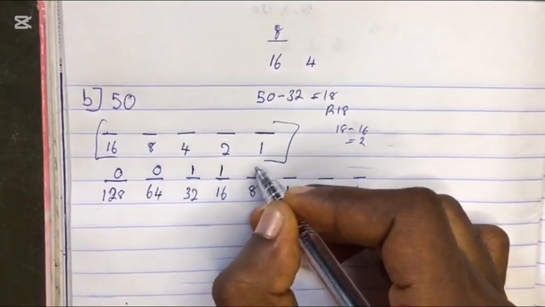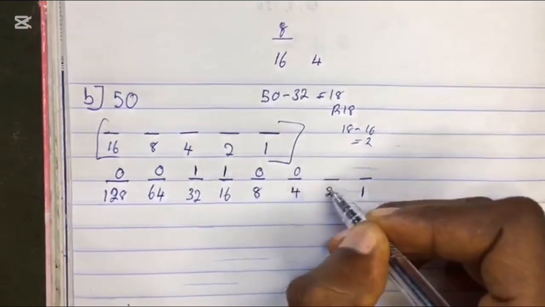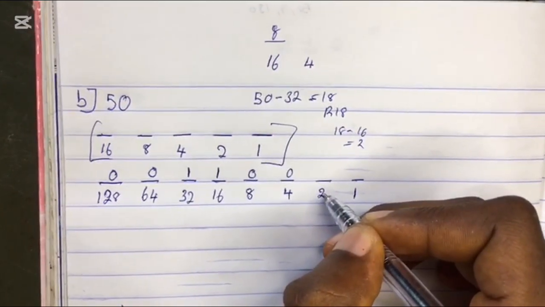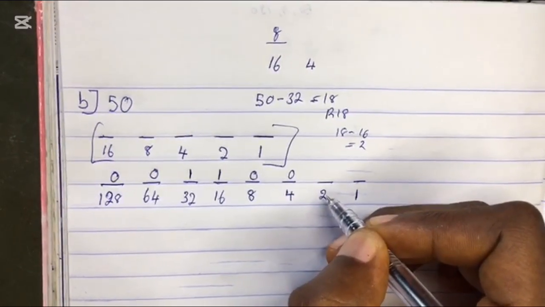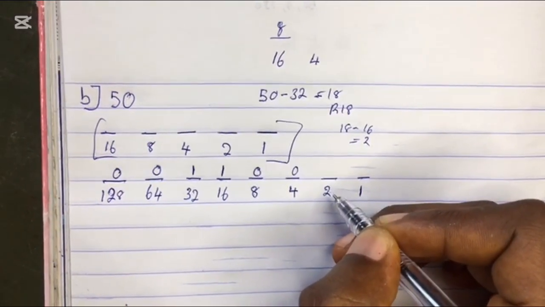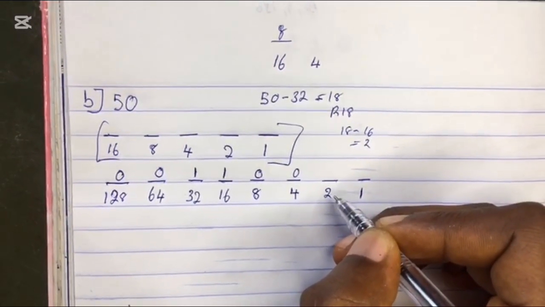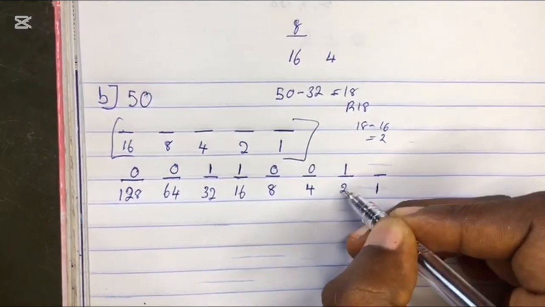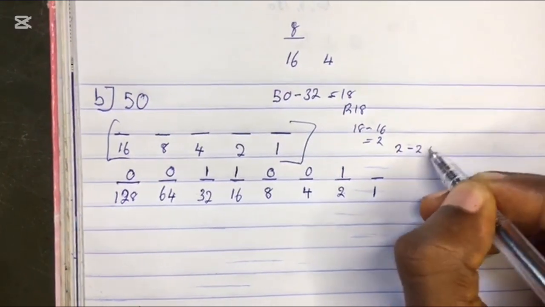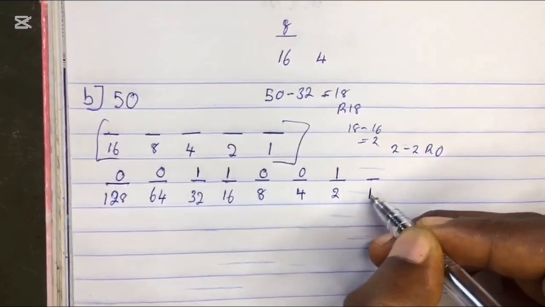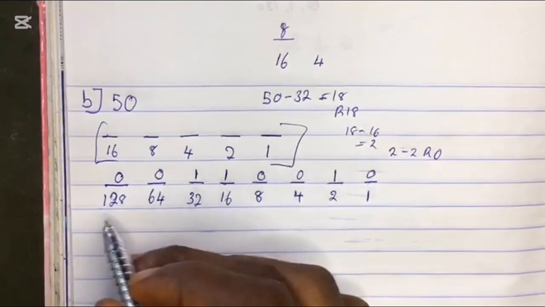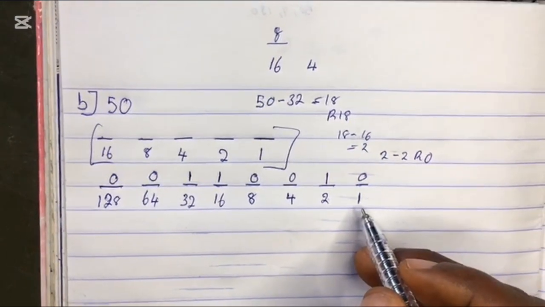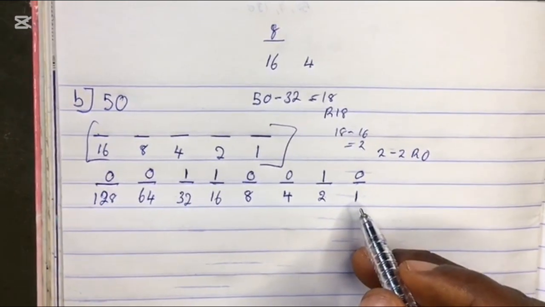Is 2 greater than 8? No. Is 2 greater than 4? No. Is 2 greater than 2? It's equivalent, it's equal to. Since it's equal to, another rule, you will subtract from it and write 1. So when you write 1, you do 2 minus 2, you're going to have remainder 0. Is 0 greater than 1? No. So this is the binary number for 50, and convert it.